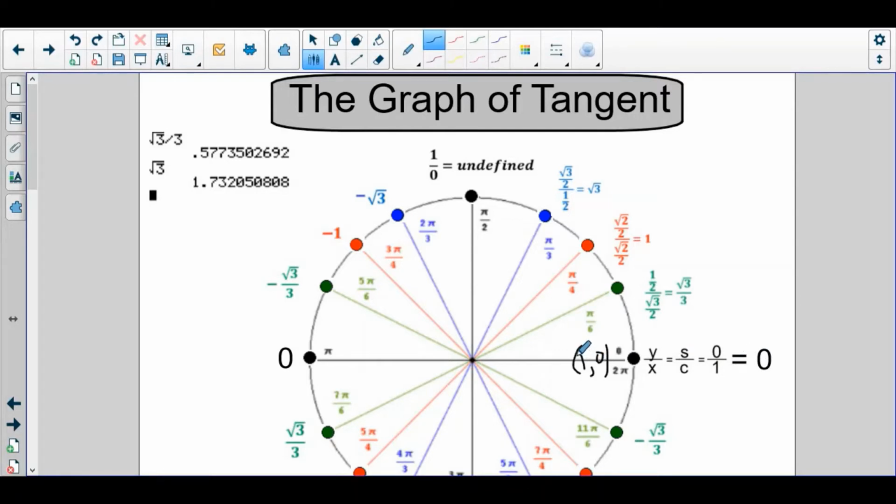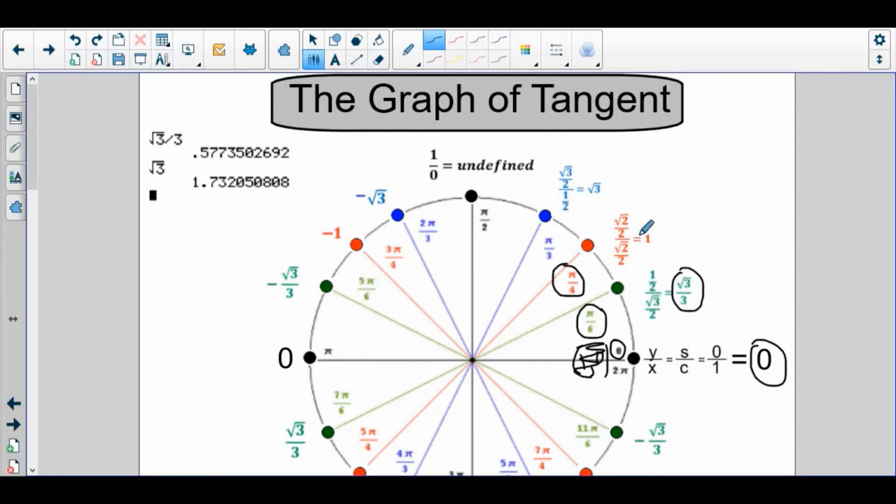But to create the coordinate pair for tangent, I'm not going to look at this. I'm going to look at inputting the angle of 0 and outputting the value for tangent of 0. So the first point for tangent is 0, 0. For the next one, I would input pi over 6, and I would output root 3 over 3, and that comes from dividing the sine and cosine values.